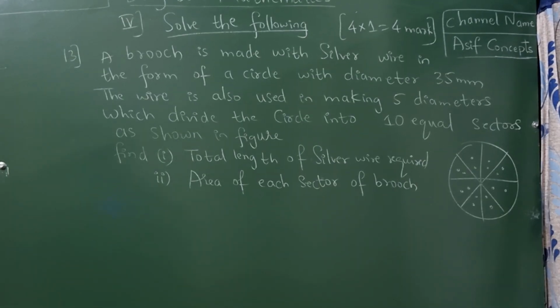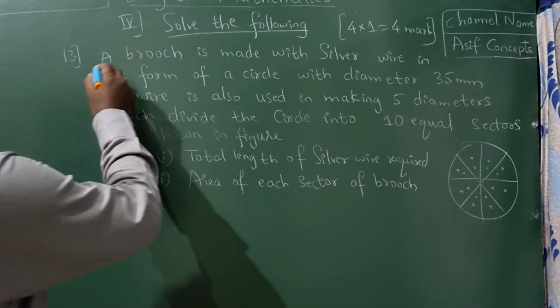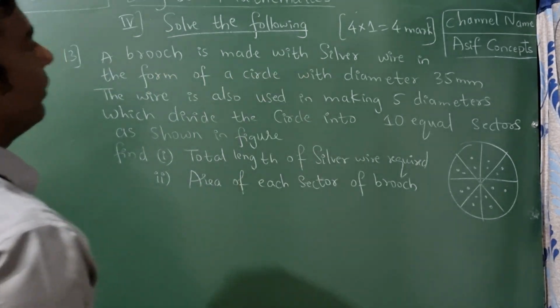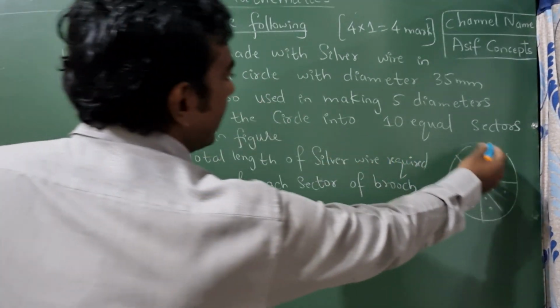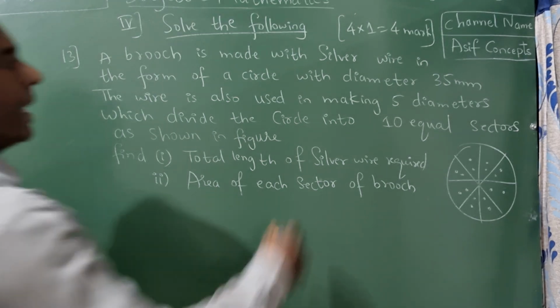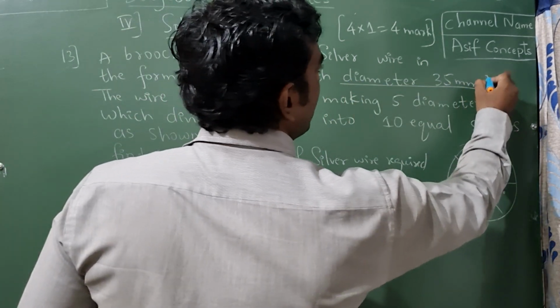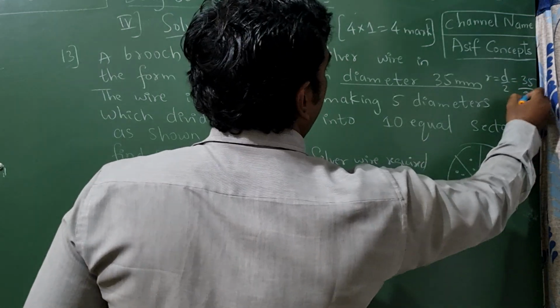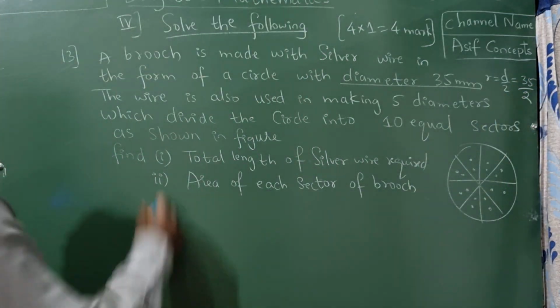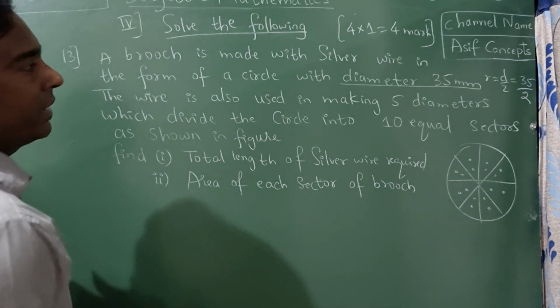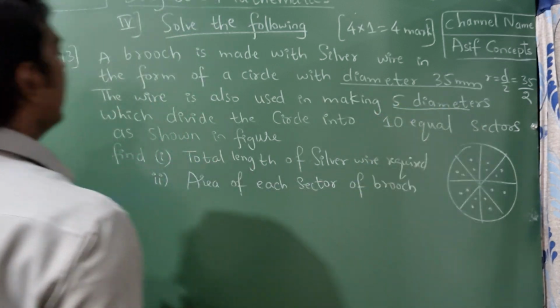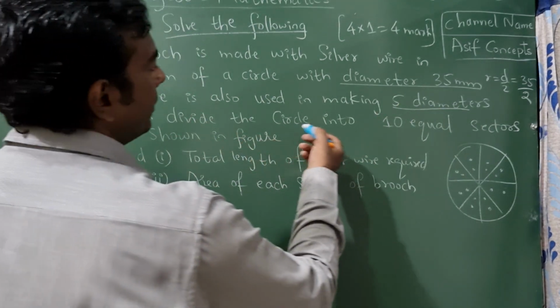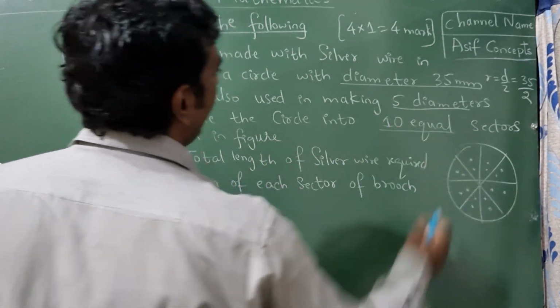Now this is the 4-mark question. A brooch is made with silver wire in the form of a circle. You can see here with a diameter of 35 mm. So what will be the radius? r is equal to d by 2. So it is 35 by 2 mm. The wire is also used in making 5 diameters, which divide the circle into 10 equal parts.